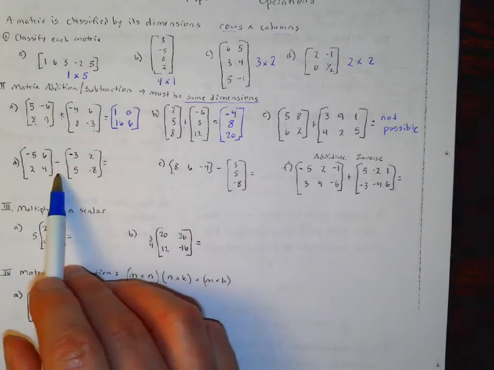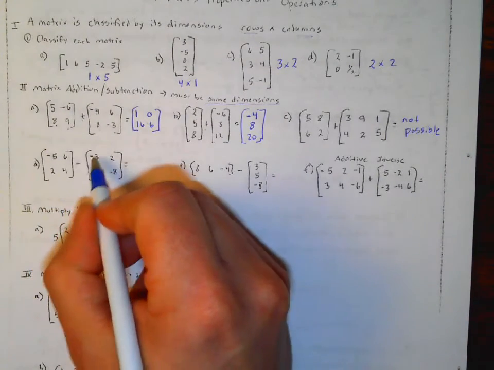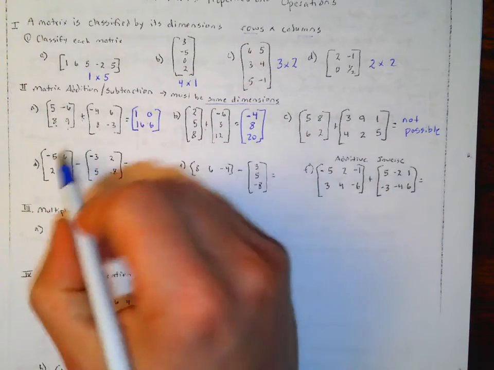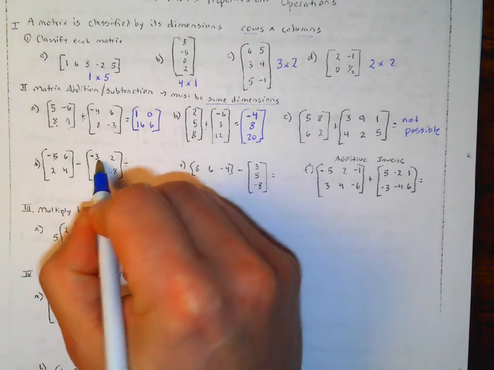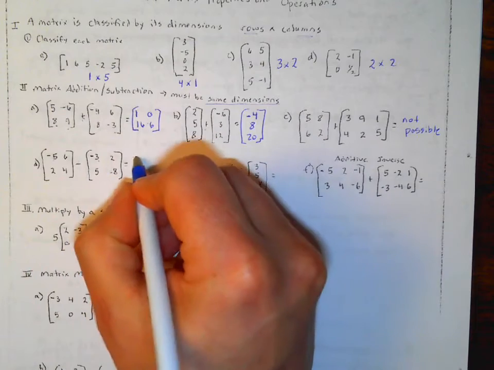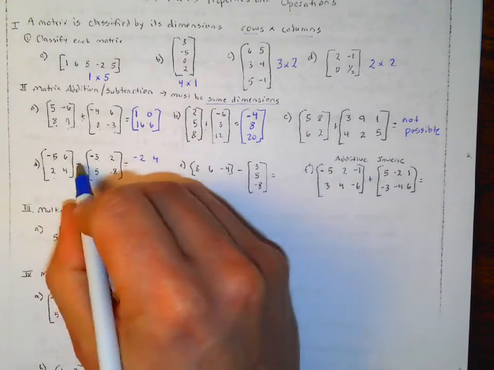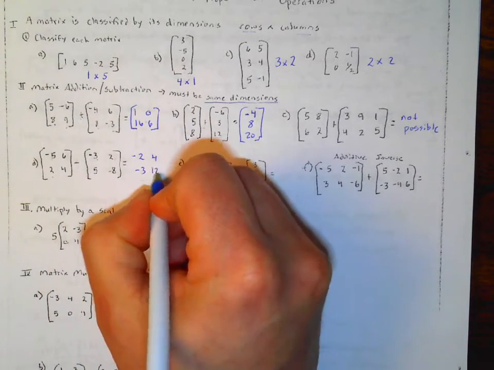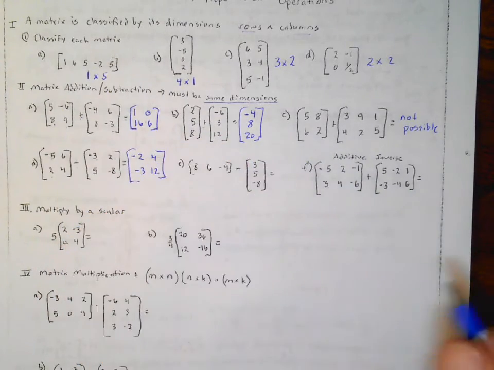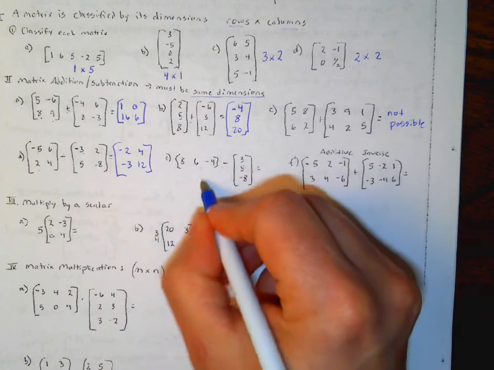Okay, when we subtract, do the same thing, just subtract. If you want to, you could turn this to addition and change all these signs here, or just subtract. So 5 minus -3 would be +3, would be -2. 6 minus 2 is 4. 2 minus 5 is -3. 4 minus -8 would be 12. Okay, here I cannot subtract them because they're not the same sizes.